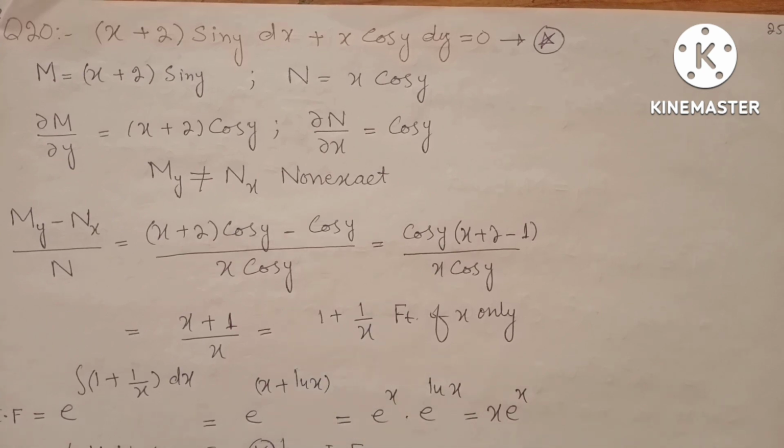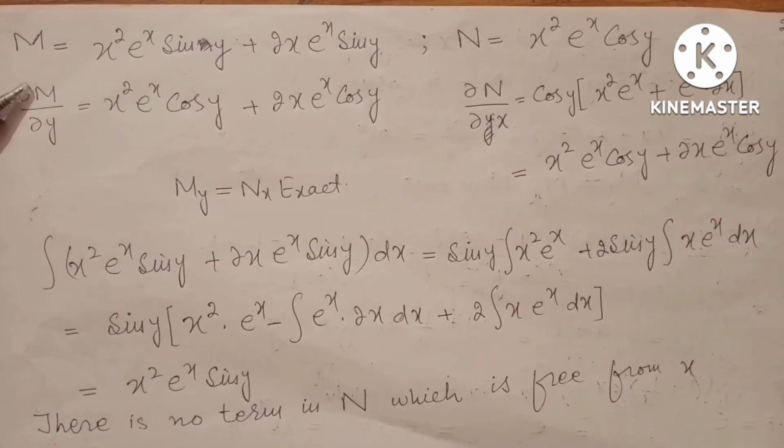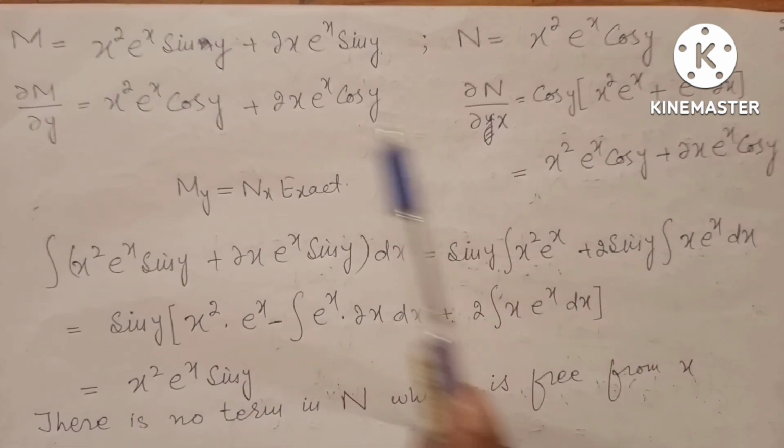Now we will multiply the equation (*) by the integrating factor. After multiplying, we will get (x e^x sin y (x plus 2)) dx, that is, e^x times x(x plus 2) sin y dx, plus x squared e^x cos y dy. This is our new M and this is our new N. Now we will find ∂M/∂y and ∂N/∂x. ∂M/∂y is equal to ∂N/∂x.